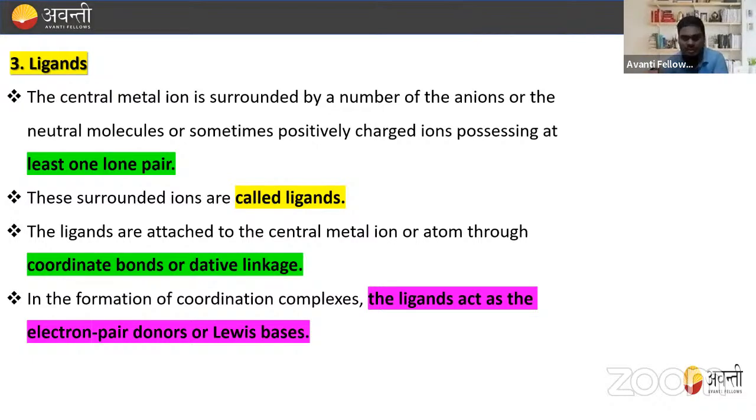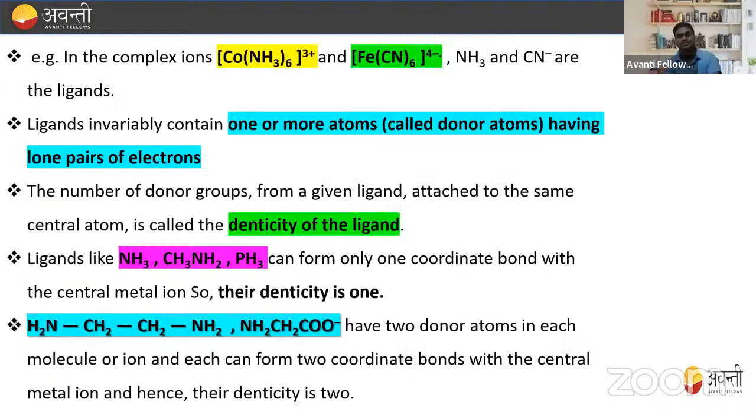The ligands are attached to the central metal ion or atom through a coordinate bond, or we say a dative linkage, right? In the formation of coordination complexes, the ligand acts as the electron pair donor, or we say Lewis base. Now, in the complex ions Cu(NH3)6 3+ and Fe(CN)6 4-, NH3 and CN are the ligands.